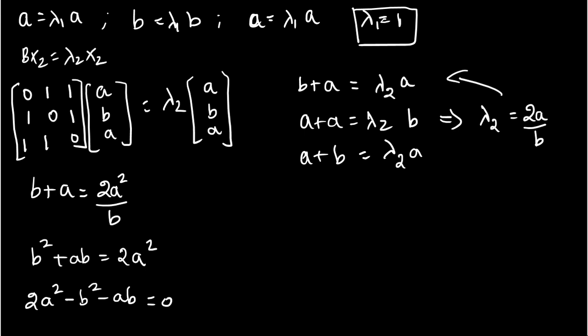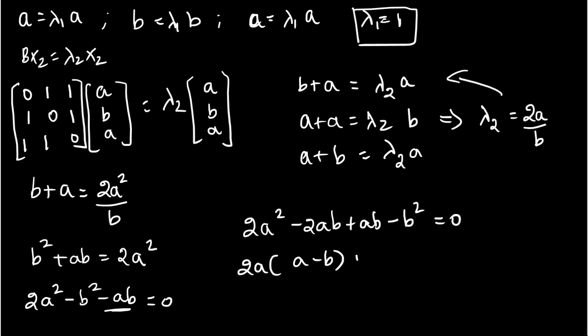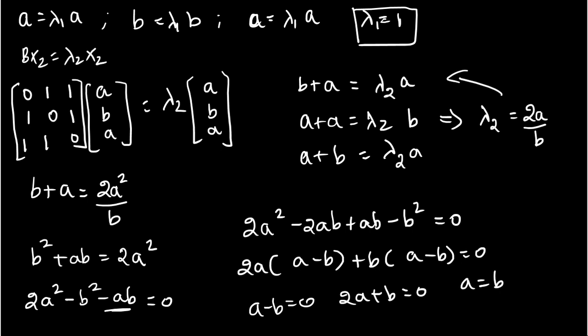So this is a quadratic equation. Now I have to simplify this quadratic equation. So I'm going to split this as minus 2AB plus AB minus B square. So now I can write this as A minus B and 2A plus B. So now I can write A minus B is equal to 0 and 2A plus B is equal to 0. Now A will be equal to B and B will be equal to minus 2A.